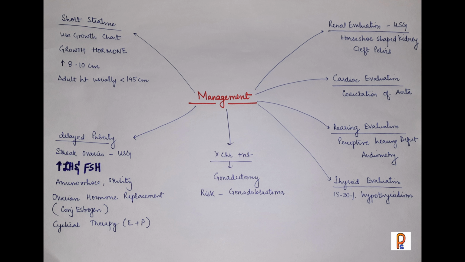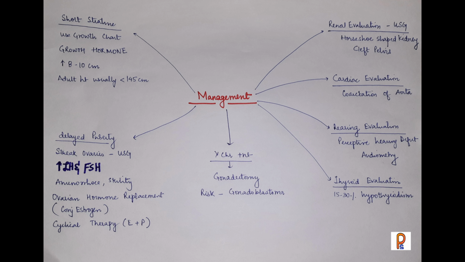Now, how to manage a child with Turner syndrome? The basic problem the child comes with is short stature. So we will use a growth chart to evaluate the child. Once we diagnose the child with short stature, if the child and parents can afford it, we can go for growth hormone replacement. With the help of growth hormone replacement, we can have an increment of 8 to 10 centimeters in height. But usually the adult height is less than 145 centimeters.